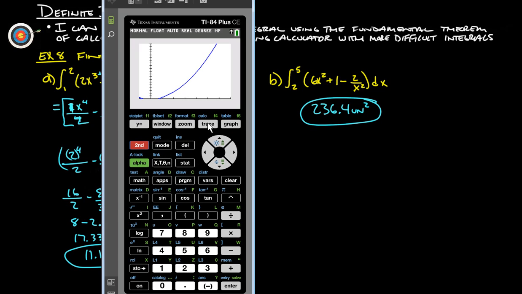So then we're going to do second trace again, and we're going to do number 7 here, which is our integration. Lower limit, we want to go from 2 to 5. 2, enter, upper limit, 5, enter, and then it's going to shade it all in for us, and away we go. So here's the pretty shading, and then it also tells us that it's 236.4, so we get the same answer regardless of how we do this thing.